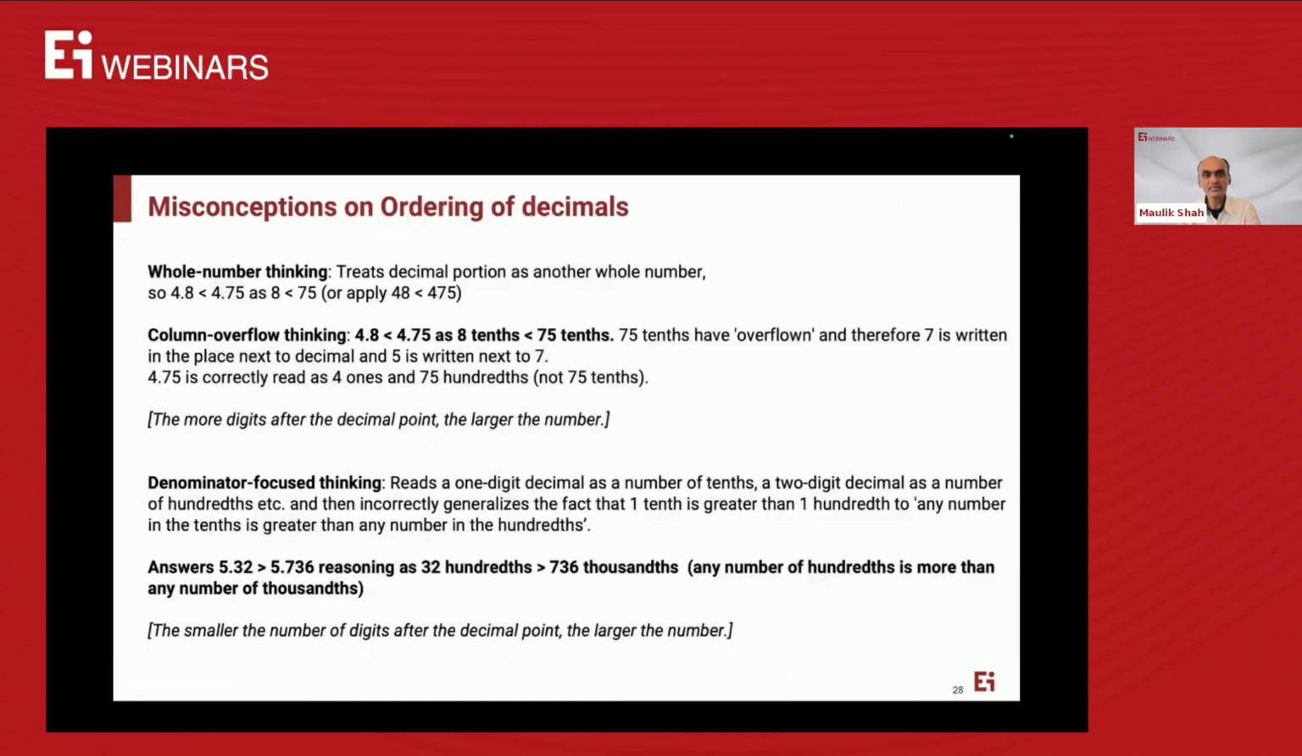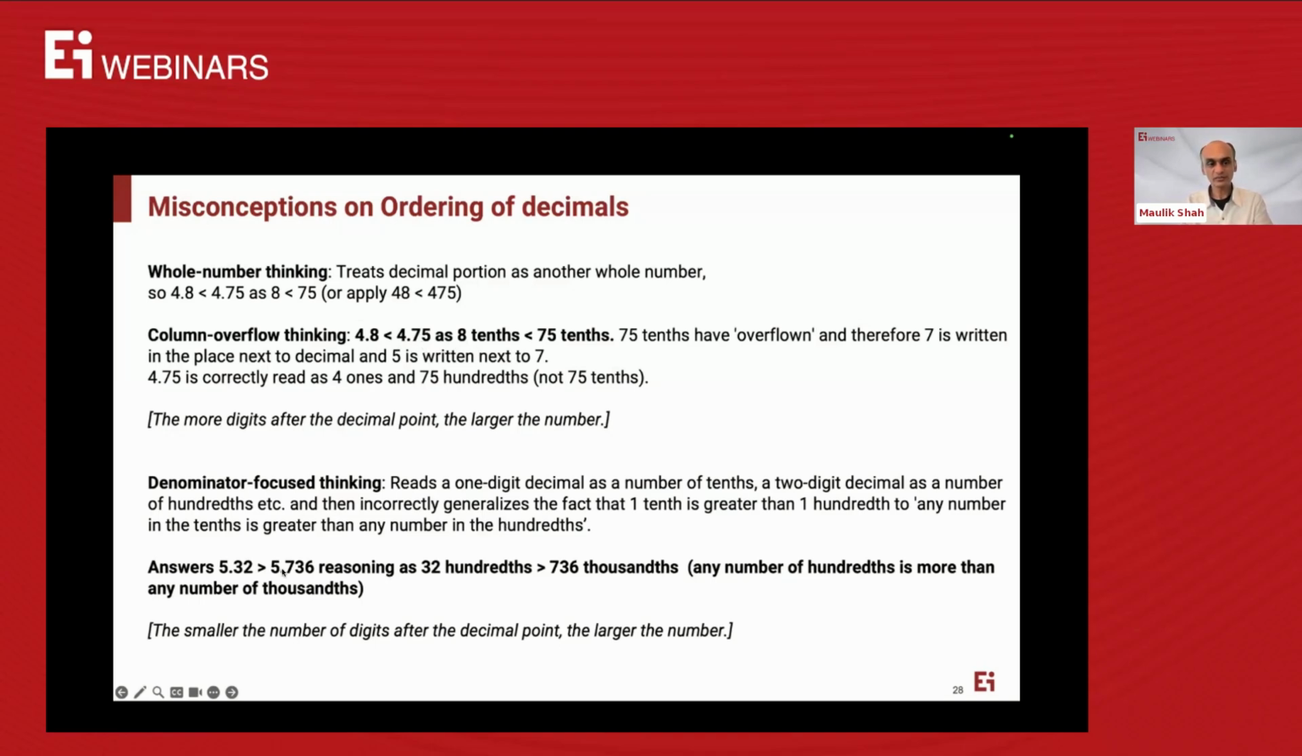Why is it important to know and address these misconceptions? Let's understand with one more example. When we ask students about ordering of decimals, they exhibit any of these three faulty understandings or misconceptions. As we saw earlier, students compare as whole numbers. Some students who are getting into desired learning overgeneralize certain rules. For example, in this case, second one, they think 8 tenths and this is 75 tenths. 8 tenths is less than 75 tenths. So they say 4.8 is less than 4.75.